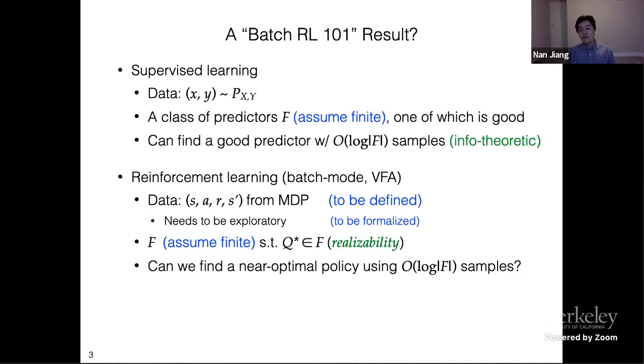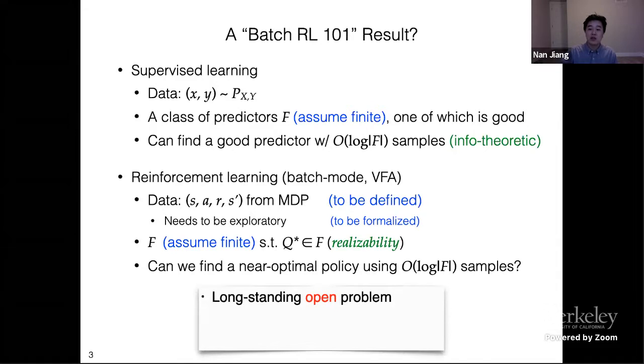Now I can similarly ask, can we achieve polynomial sample complexity in a simple setting where, apart from log |F|, the polynomial can also depend on things like the horizon of the problem and the degree of exploratoriness of the data set and so on, but not on things like the size of the state space, because we don't want a tabular approach here. It turns out that as simple as it looks, this is actually a long-standing open problem in RL.